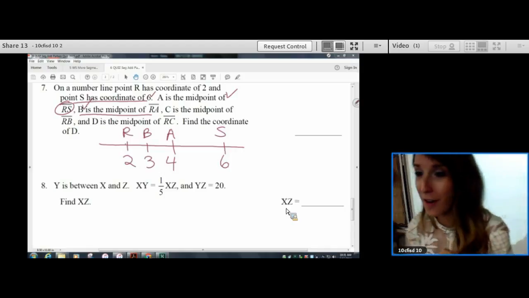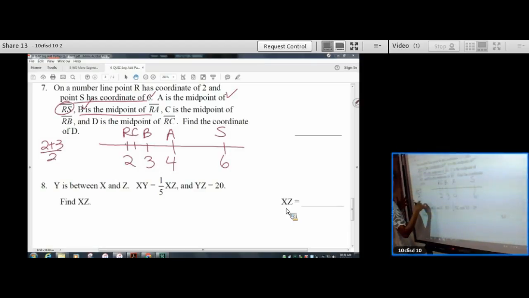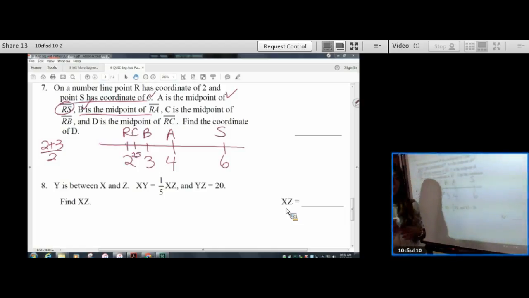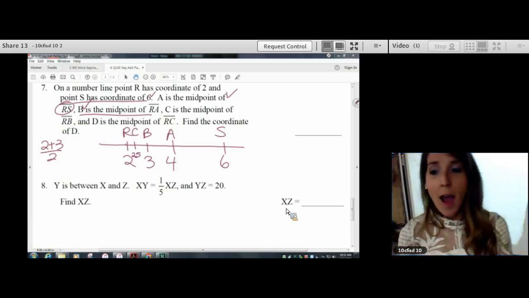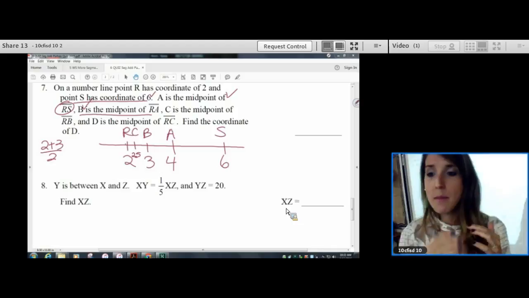C is the midpoint of RB. Whoa, this is getting crazy. So I put C here. How do I find the midpoint? I add them up and divide by 2. 5 divided by 2 is 2.5. That is the midpoint. Notice I'm not finding length. I'm not finding how long it is in dividing by 2. I'm finding a coordinate, a midpoint.